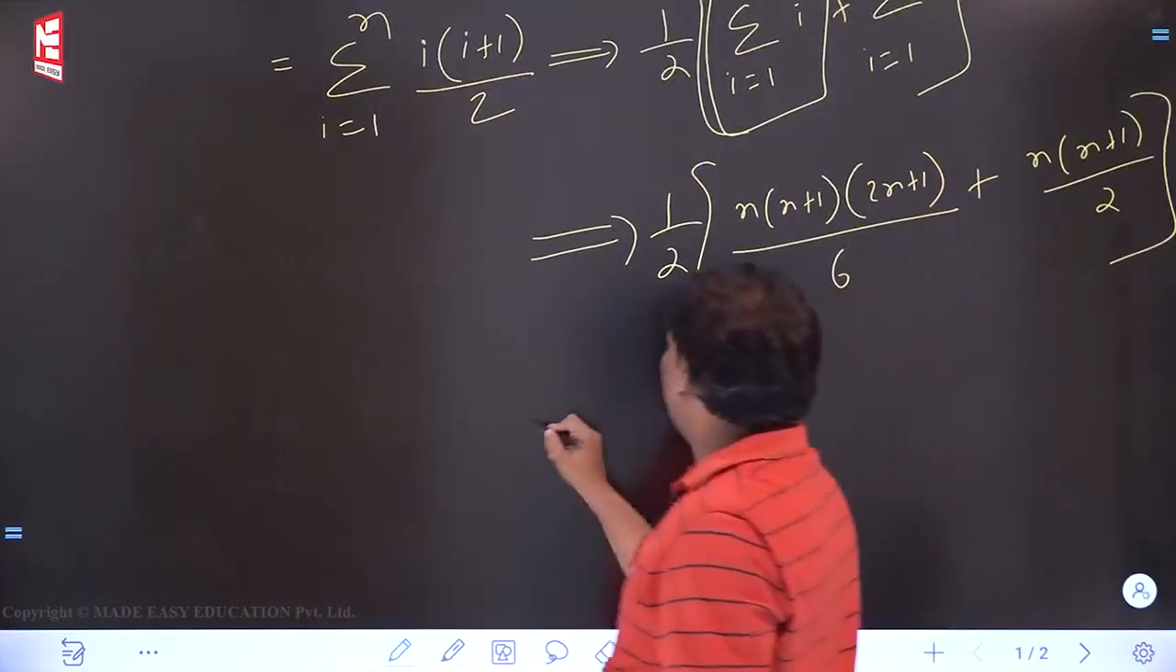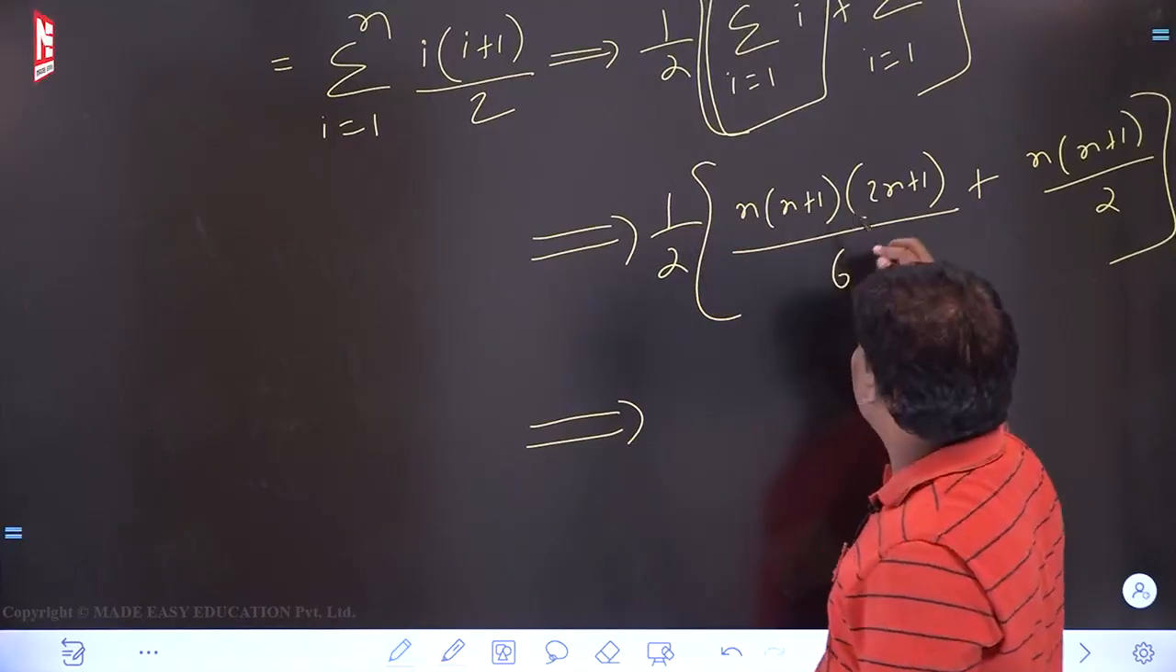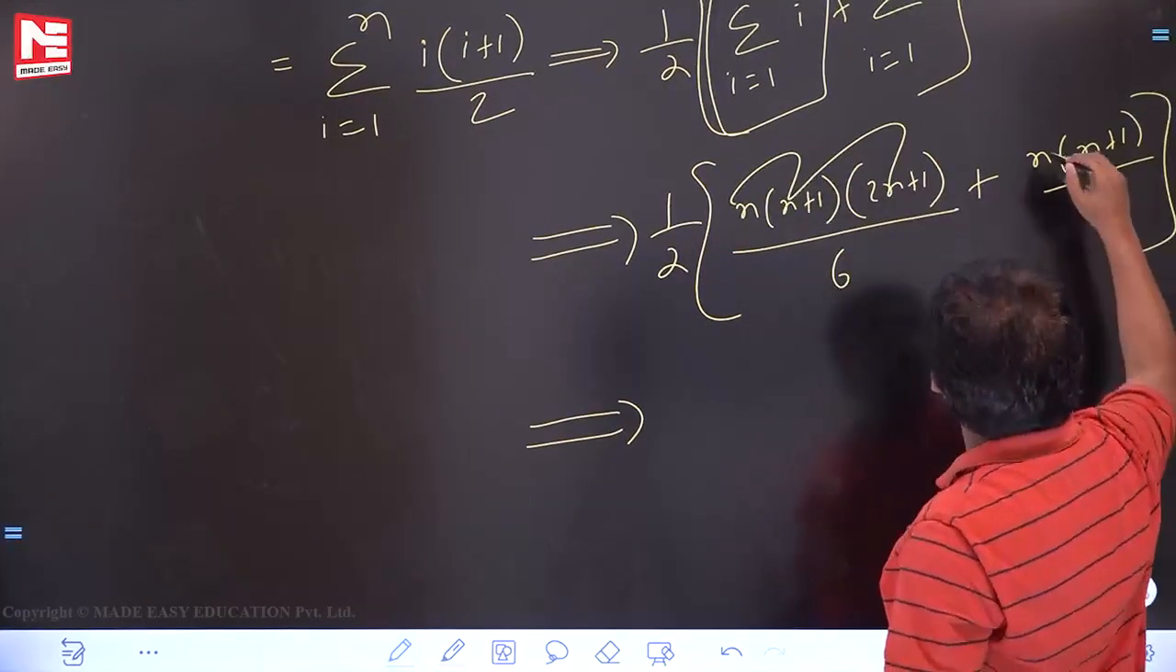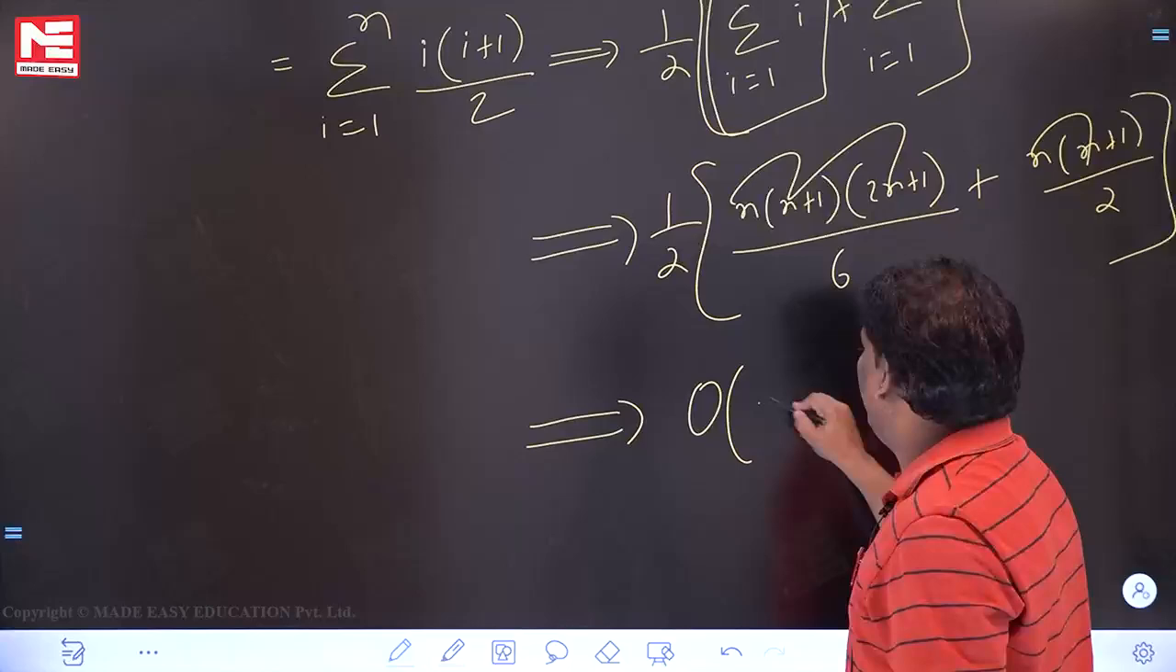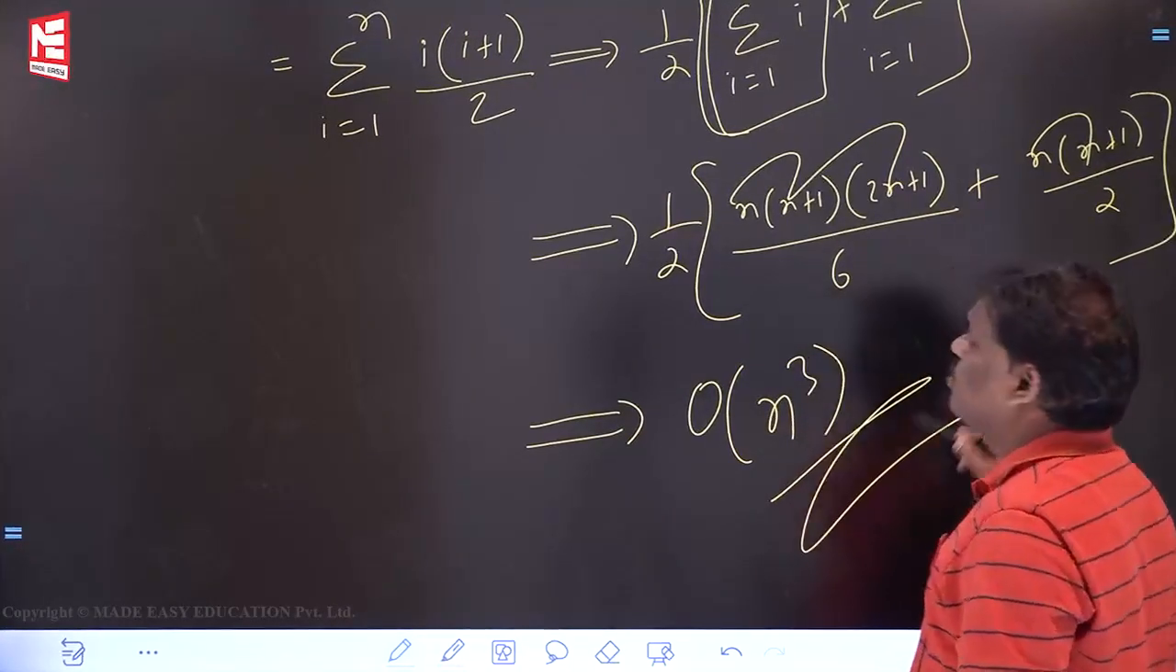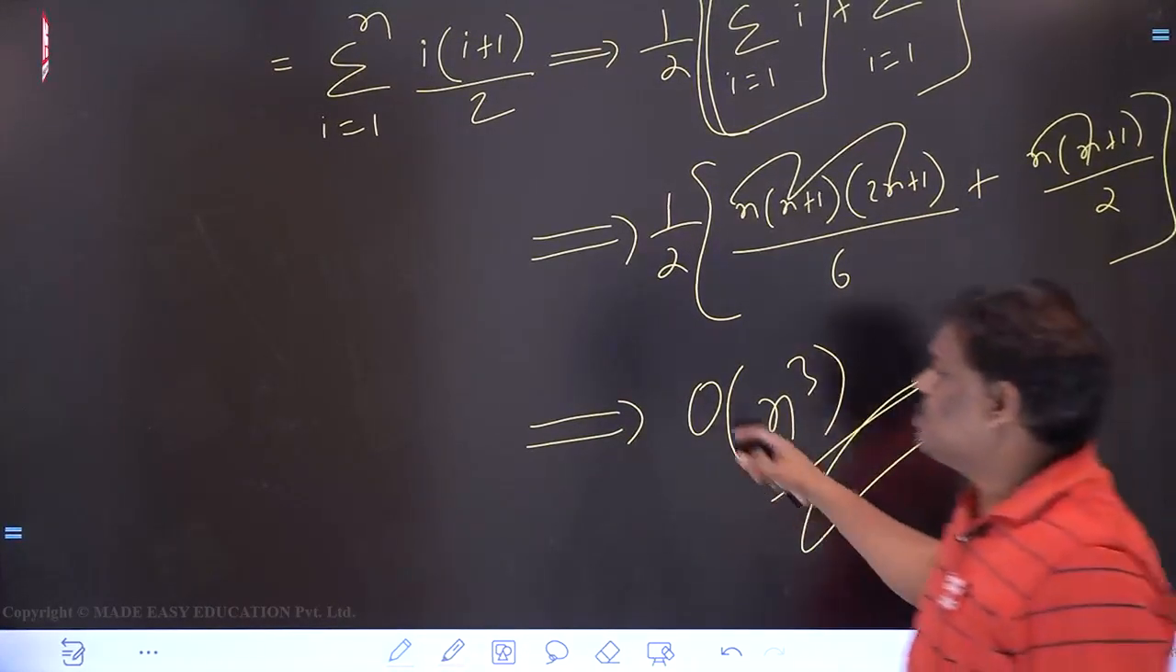Right? What is the answer? 1 by 2 is a constant, and small things you neglect. This will become n cube, this will become n square. Finally, big O of n cube. The answer of this problem is going to be big O of n cube. 3 inner loops are there.